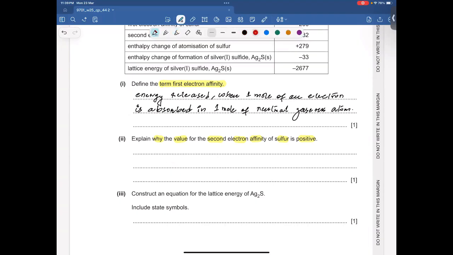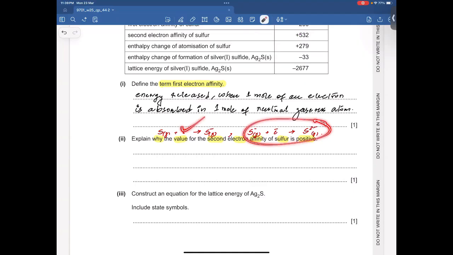See, guys, this is the first electron affinity. Okay. In second electron affinity, this negatively charged sulfur ion will gain an electron and turn into sulfide ion. So this reaction is exothermic, but this reaction is endothermic. Examiner is asking why this reaction is endothermic. So you know that these two particles are negatively charged. They will experience electronic repulsion. To overcome this repulsion, absorption of energy takes place, which is why second electron affinity is endothermic or positive.